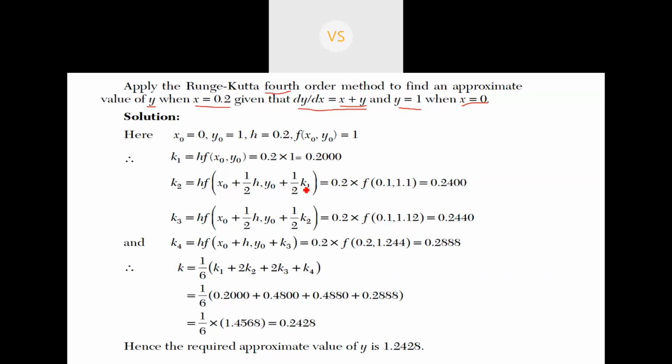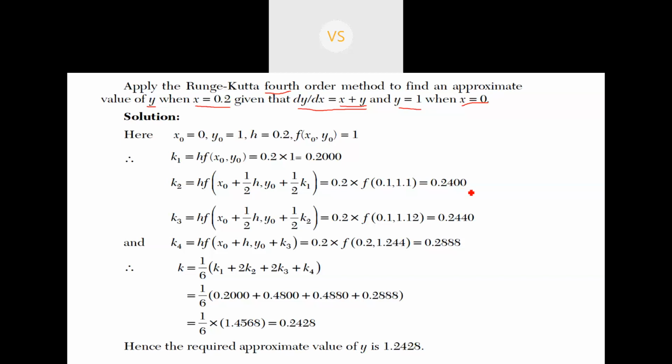Now you have obtained the value of k1 as 0.200. You have to substitute over here the value of k1. So it will be 0.2 into f. So x0 plus half h is nothing but 0.1. y0 plus half k1 is nothing but you are getting 1.1. So when you are substituting this in the x plus y equation, you are getting k2 as 0.2400. So this is the value of k2.